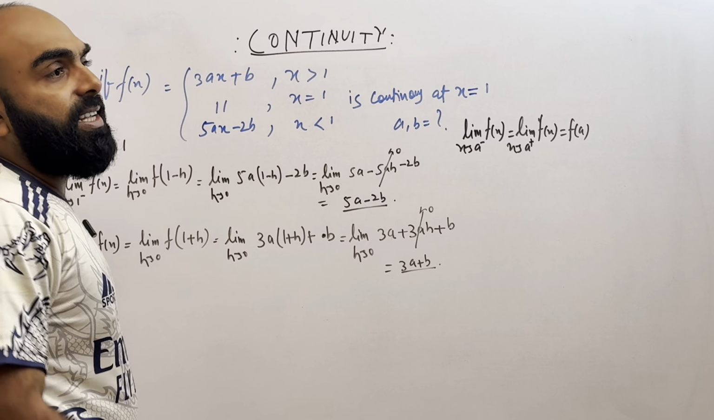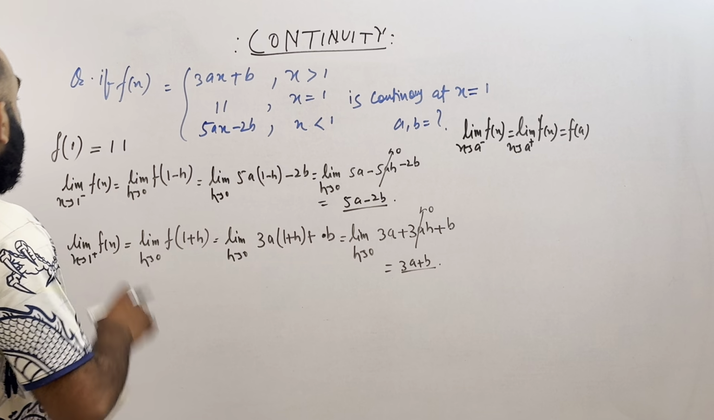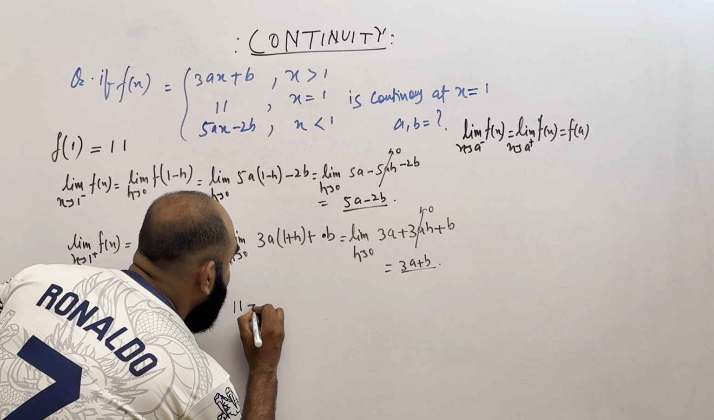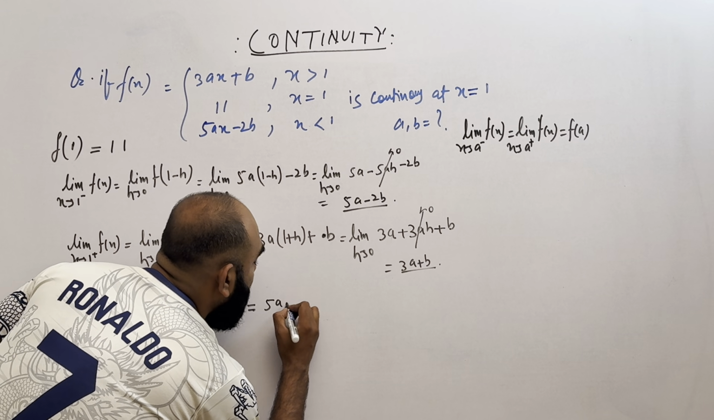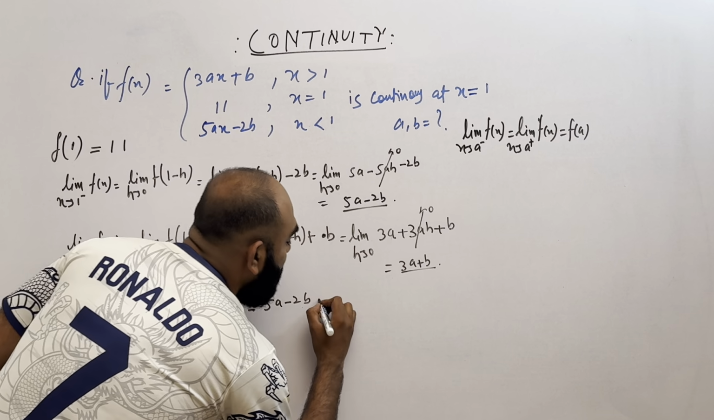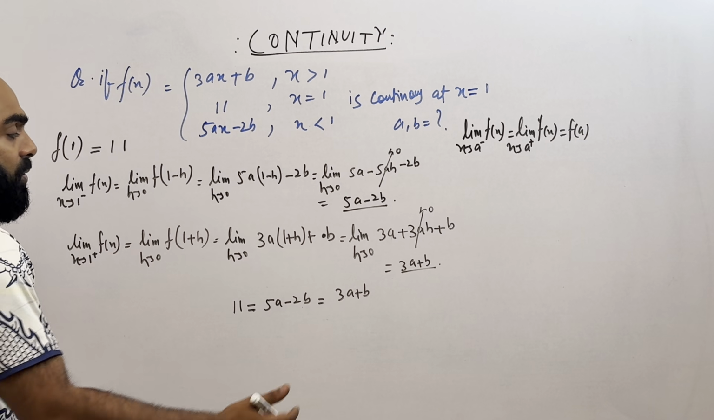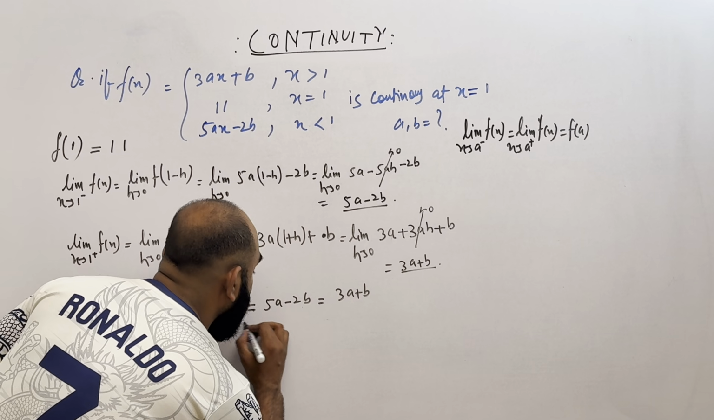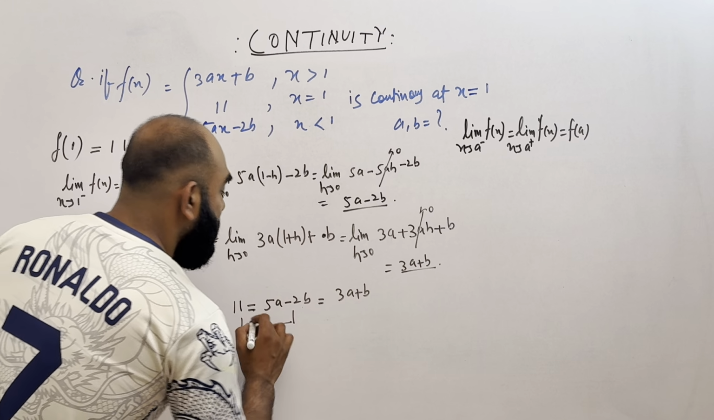Now, since they are saying the given function is continuous at 1, means I can say f of 1, that is 11, is equal to limit x tends to 1 minus, that is 5a minus 2b, equal to 3a plus b. Now I have two unknowns, a and b, so two equations I will form. One equation is this one and one equation by this and this.